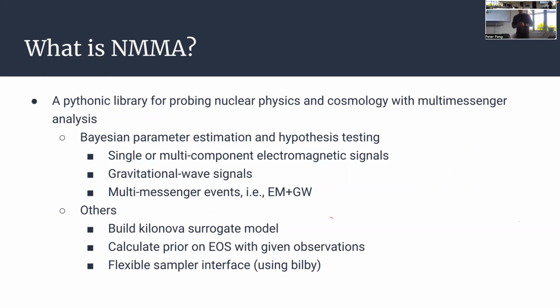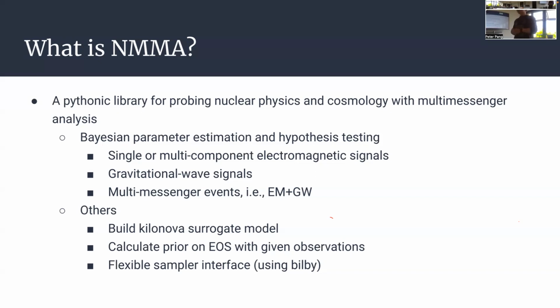For example, as I mentioned, it does Bayesian parameter estimation and hypothesis testing. In particular, we use it to look into single or multi-component electromagnetic signals. Single component could be the early-time signal from a kilonova, while multi-component covers GRB observations where we see some residual power, so there could be a supernova or an actual kilonova hidden behind. We can also analyze gravitational wave signals, where we can input nuclear physics information to do some sampling of the EOS.